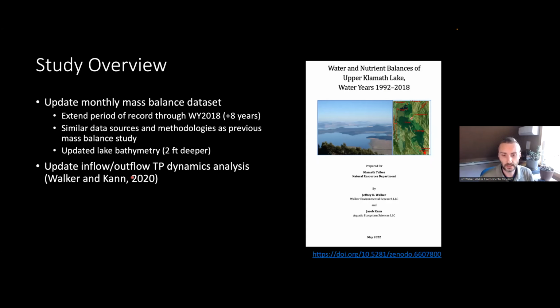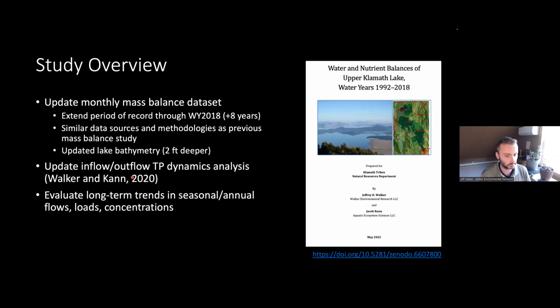So once we had the data set put together, we also updated our inflow outflow study from 2 years ago, because the previous one we were using the old data set, which only went through 2010. So we've updated those analyses with the new data set, with these additional 8 years of data, which provided a nice opportunity to do a validation of that study.